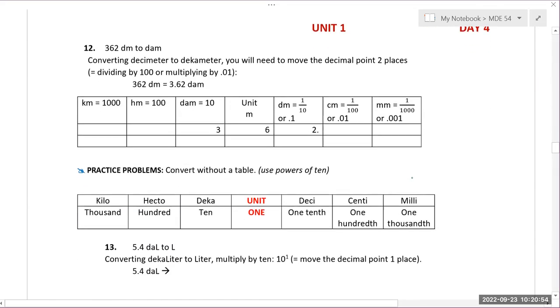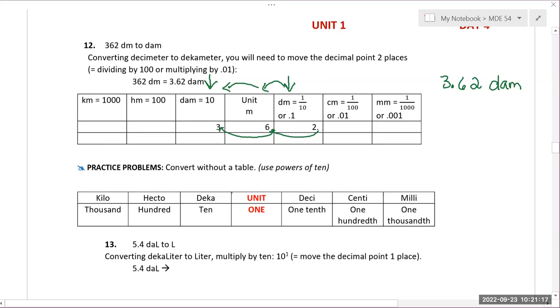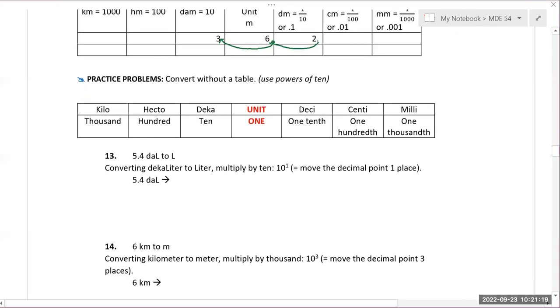And then for the next few, if I want deci to dom, that's 1, 2. So I get my 3.62 doms. And then finally, if I want to convert without a table, or if I want to use the table, that's up to me.